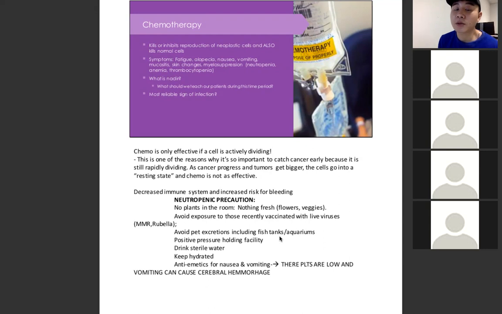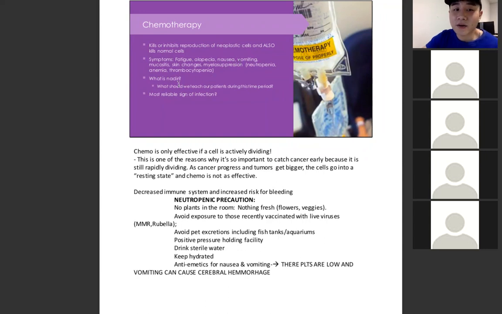Symptoms of chemotherapy include fatigue, alopecia, meaning loss of hair, nausea, vomiting, which is a really big thing in chemotherapies. So we really need to take care of the patient prophylactically because they are at really high risk for nausea and vomiting. Mucositis, skin changes, myelosuppression, including neutropenia, anemia, and thrombocytopenia. So the triad, the pancytopenia thing, they will be high risk for bleeding, infection, and also anemia.